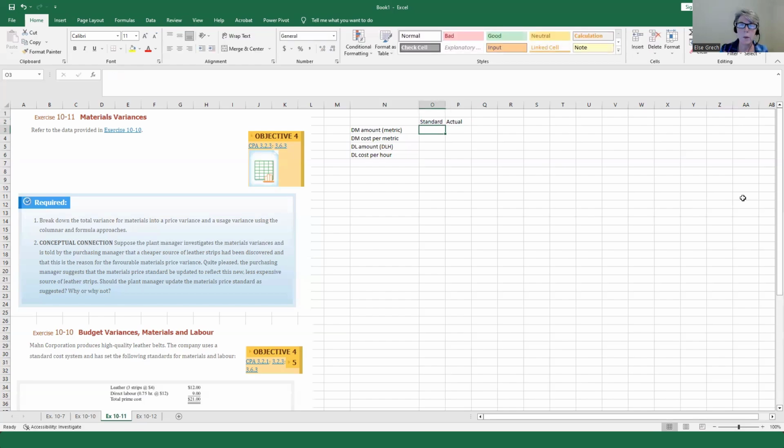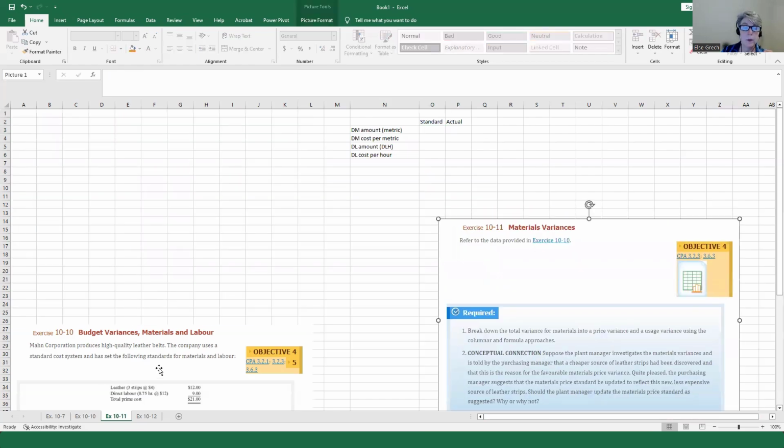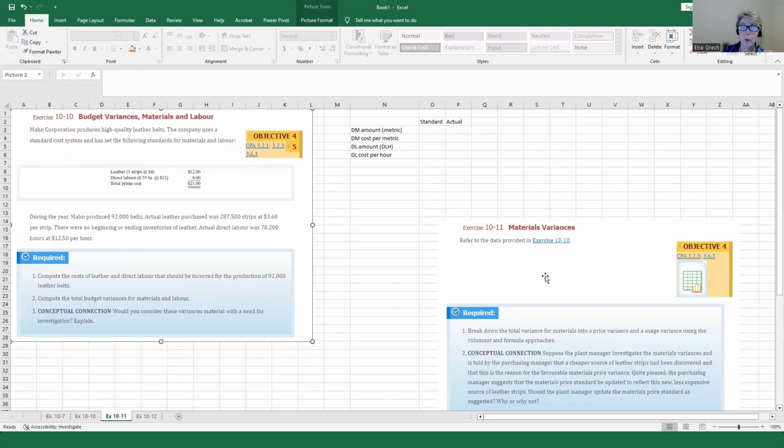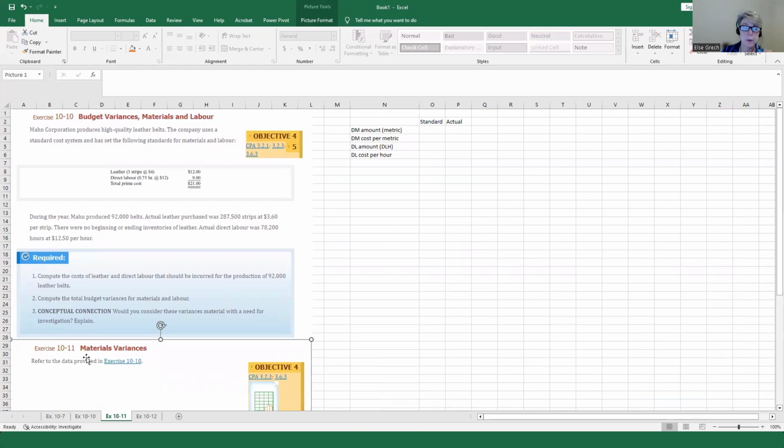So I always do this first, before I start reading the question, and I fill in the blanks with the information that I have. Over here, I'm going to move this over. I'm going to put question 10 up here. We're only going to do it for direct materials, because these are the material variances. So it says this company produces high quality leather belts. The company uses a standard cost system and has set the following standards for materials and labor.